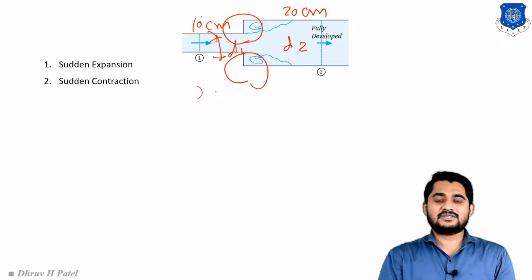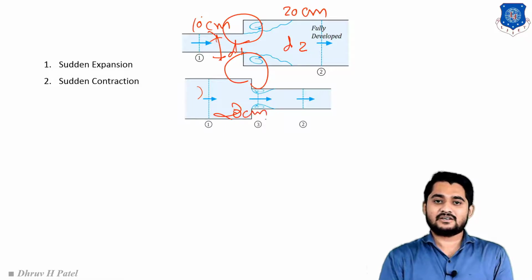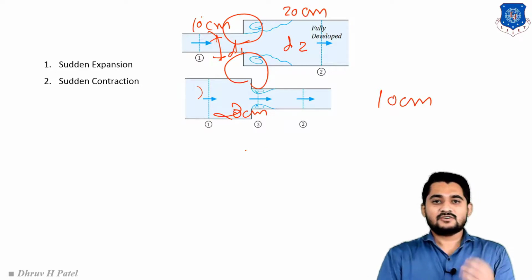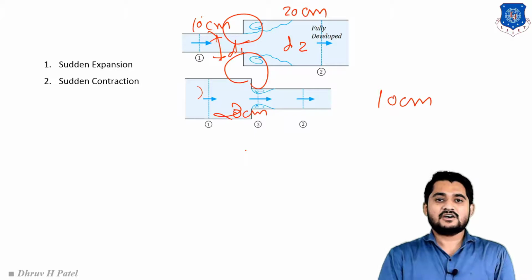Second loss is sudden contraction. Exactly opposite to that, suppose our main pipe is of 20 centimeter and our next pipe is of 10 centimeter. There will be a sudden contraction in the pipe. Fluid losses will be there also. That is known as sudden contraction.